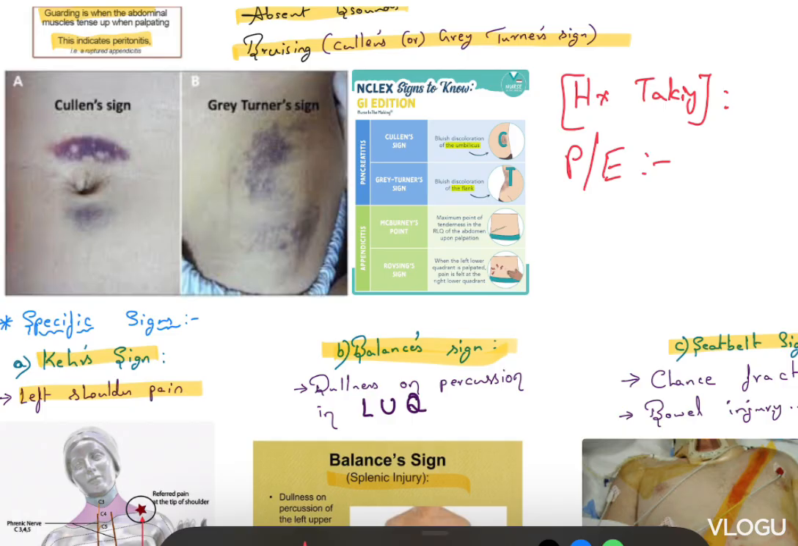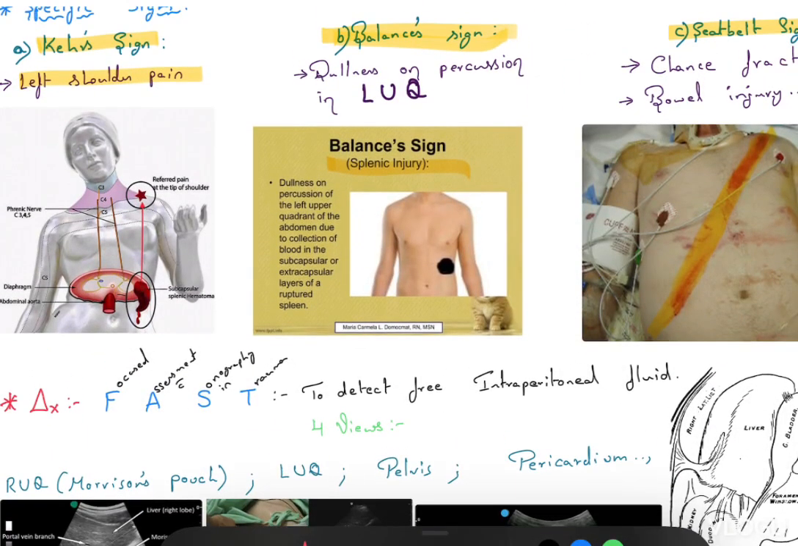While doing percussion, if patient has any dullness, we have to suspect patient has hemoperitoneum. While auscultation, absent bowel sounds will lead us to peritonitis. If patient has peritonitis, we can see absent bowel sounds. In special signs, I already told before, that is Kehr's sign. This is the Kehr's sign. You have to suspect splenic rupture.